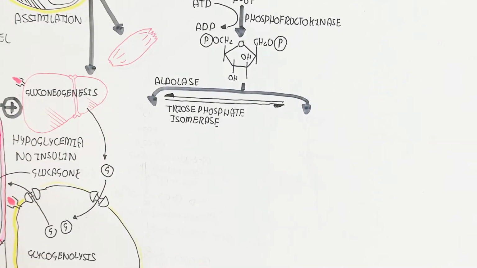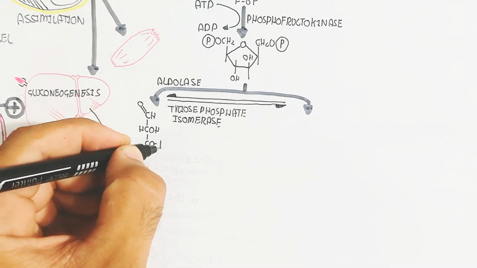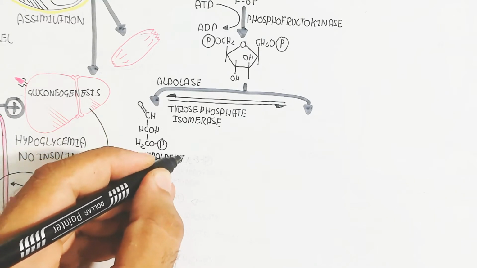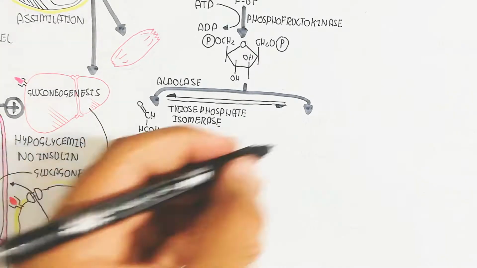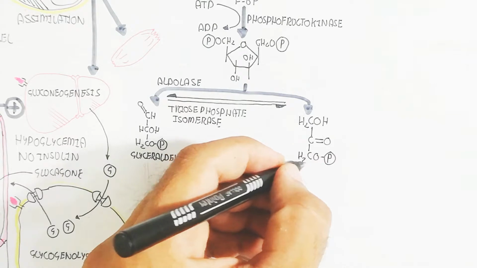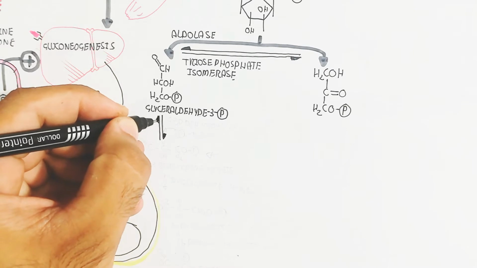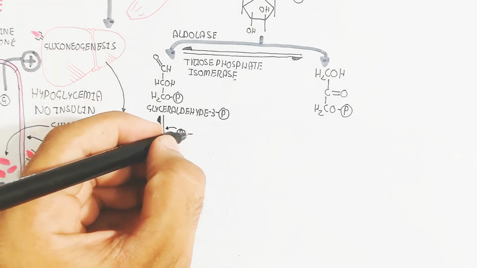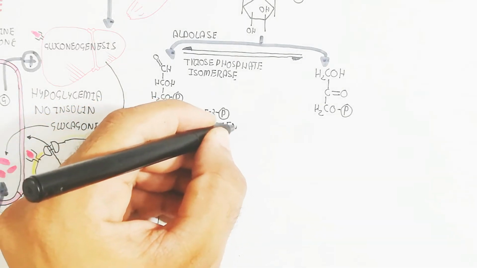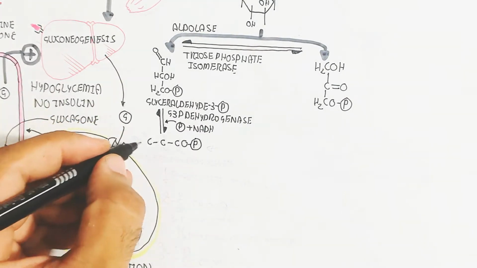Here you can see carbon number three containing the phosphate group. That is why it is known as glyceraldehyde 3-phosphate. Here the glyceraldehyde 3-phosphate dehydrogenase enzyme is used, adding the phosphate group, and NAD plus is used and converted to NADH by the dehydrogenase enzyme to produce 1,3-bisphosphoglycerate.